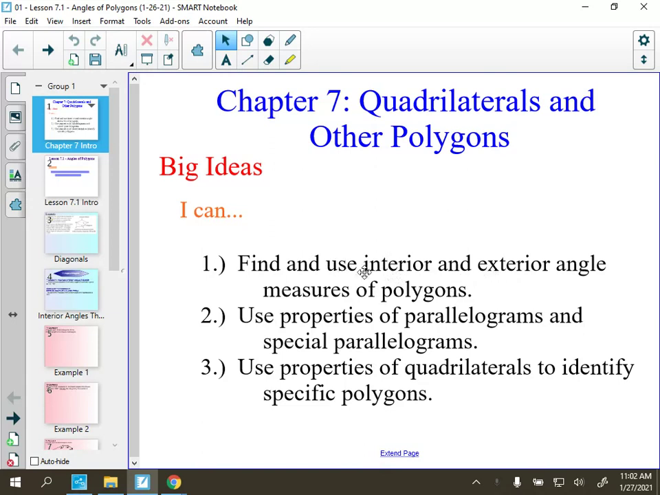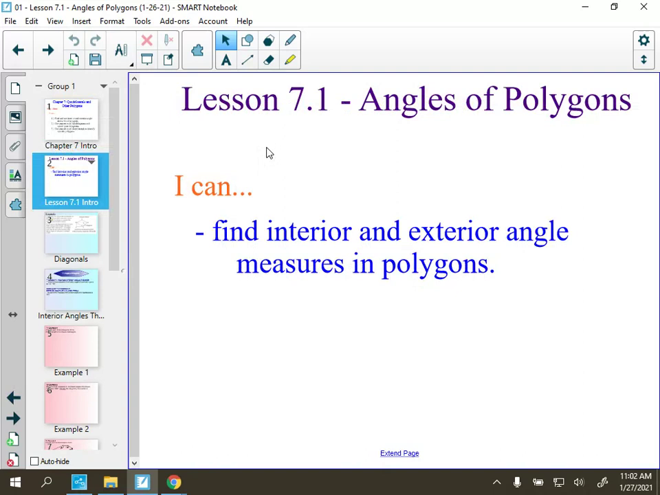of polygons today, and then most of the rest of chapter 7, lessons 2, 3, 4, and 5, all focus on specific types of parallelograms or other types of quadrilaterals: rhombus, kite, trapezoid. Stuff you may have heard of, but we'll get into some of their properties and use them to help us find unknown measures, lengths, and angles. Let's jump in today, specifically 7.1, angles of polygons. We'll look at interior and exterior angle measures, and that's pretty much it.